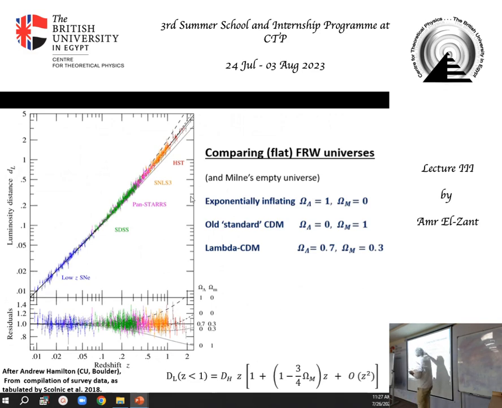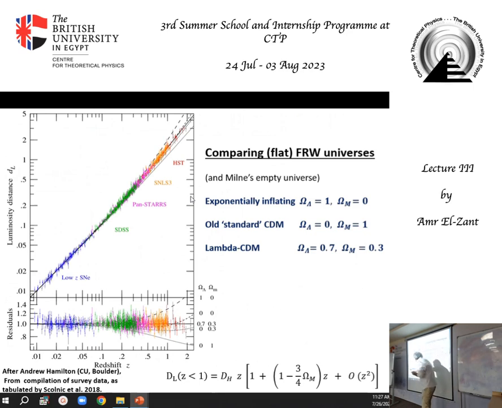Right? This one doesn't fit. This one fits. Omega lambda, 70%. Omega matter, 0.3. And a Hubble constant of 73 kilometer per second, or 74 kilometer per second per megaparsec. We may talk about different ways of getting it, and big arguments about disagreements and so on, but that's not our subject today. Okay?